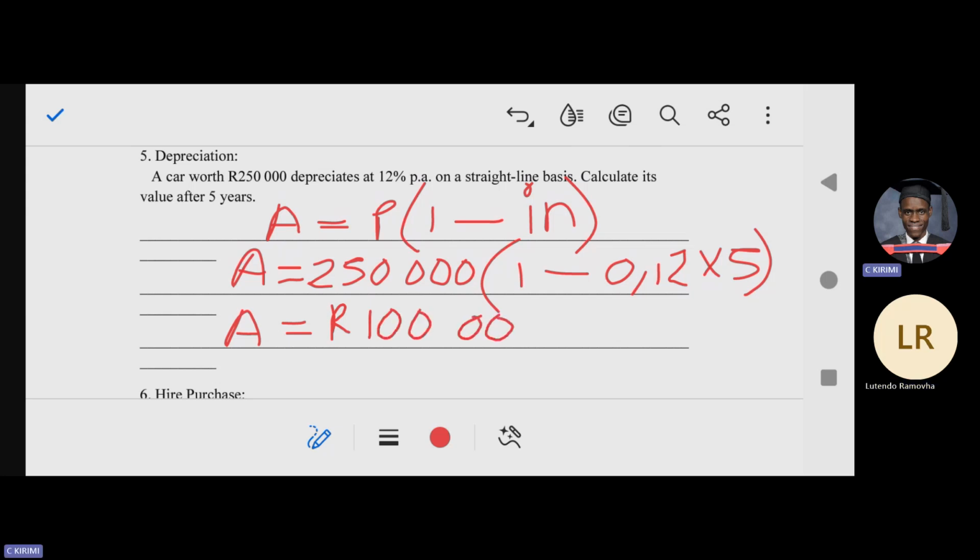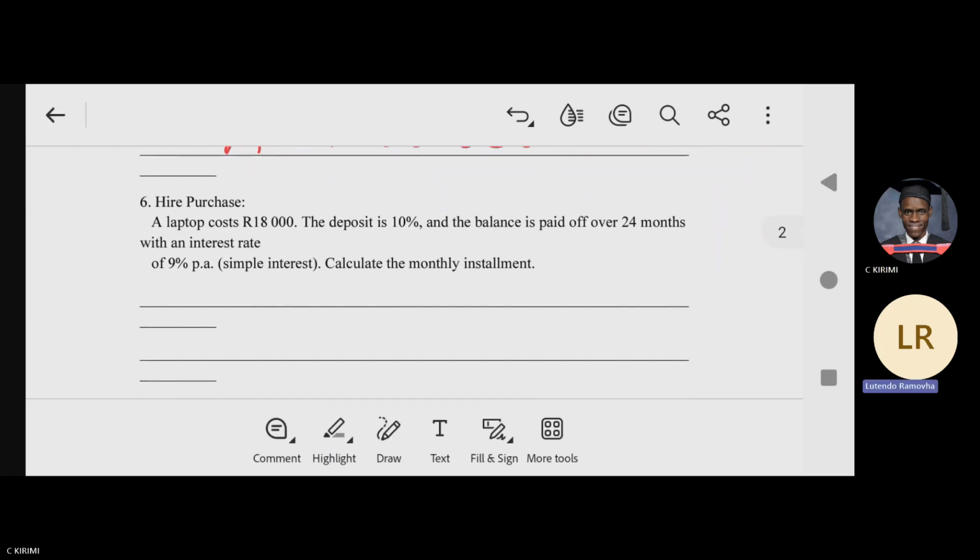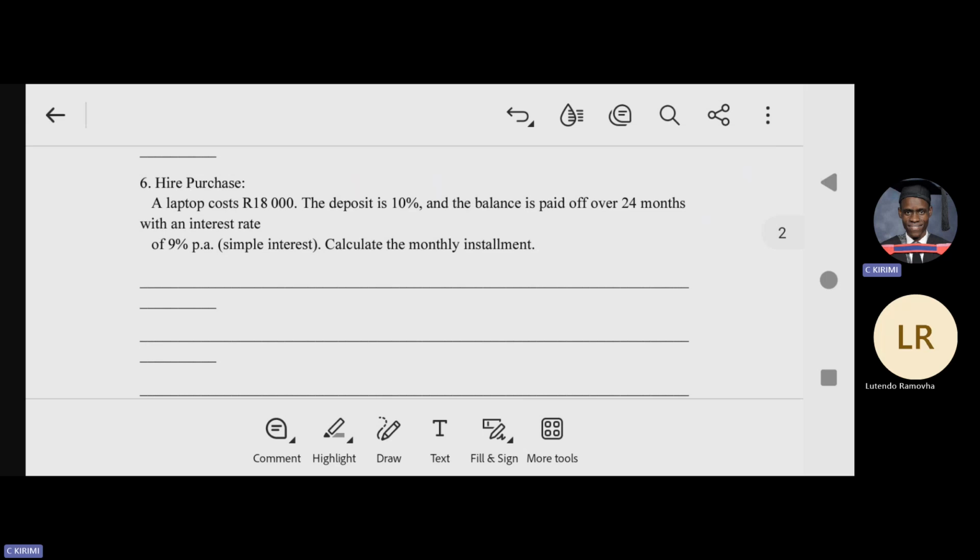So let's go to the next one, which is number 6. Hire purchase. A laptop costs 18,000. The deposit is 10%. The balance is paid off over 24 months with an interest of 9% per annum simple interest. Calculate the monthly installment. So what are we going to do there?